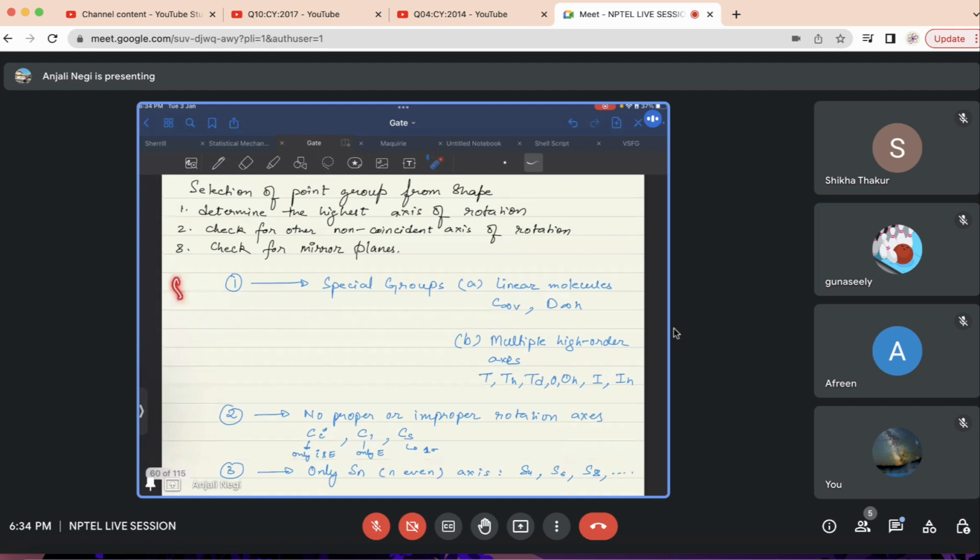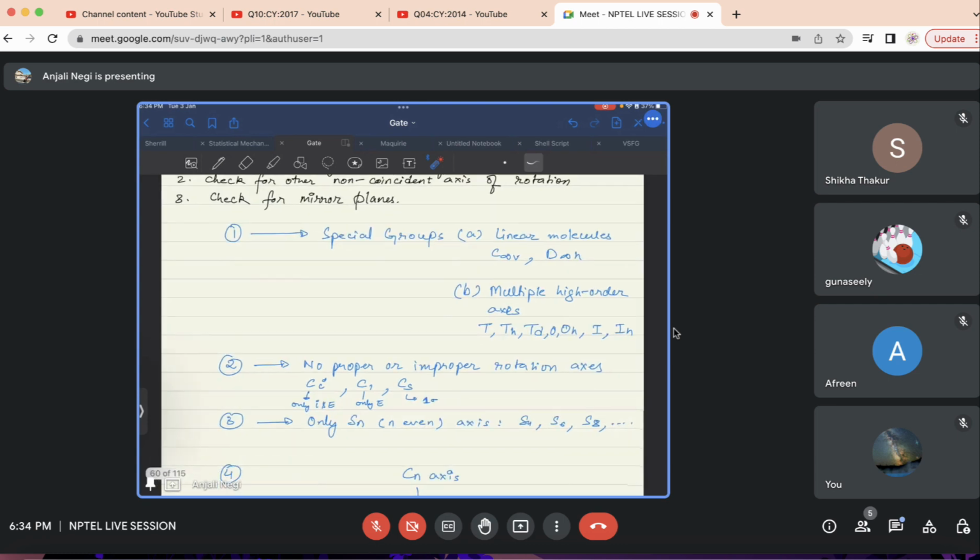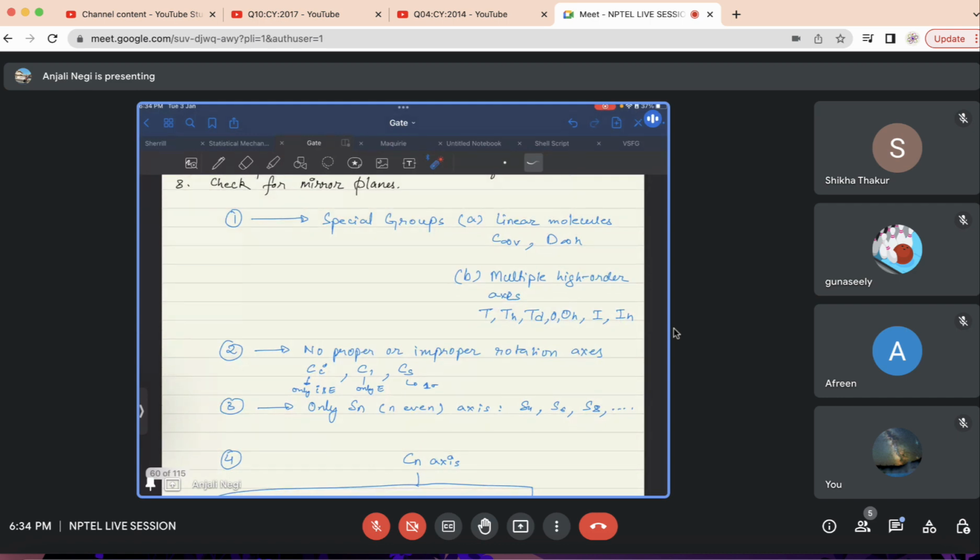So for step number 1, you have to first look into whether your molecule belongs to a special group or not. By special group, I mean whether it is a linear molecule. If it is a linear molecule, then it must belong to either D infinity h or C infinity v. And the second is the one where it has multiple high order axes, that is, it doesn't have any C2 axis. So it will belong to the tetrahedral, octahedral, or I or Ih kind of special groups.